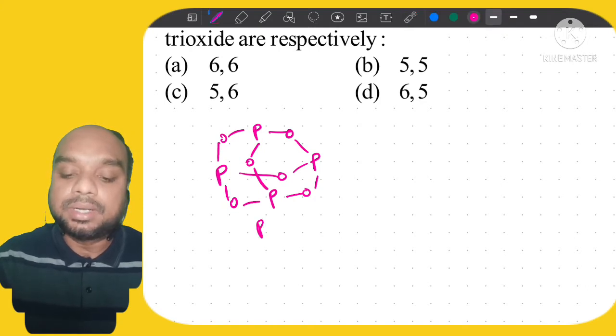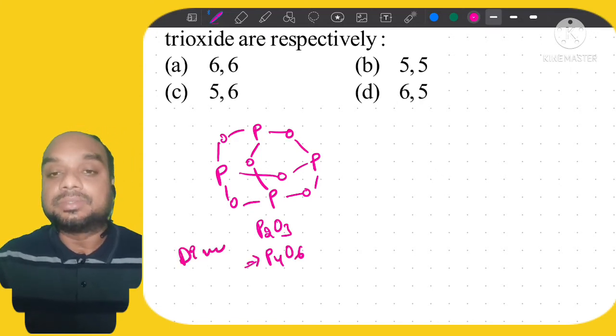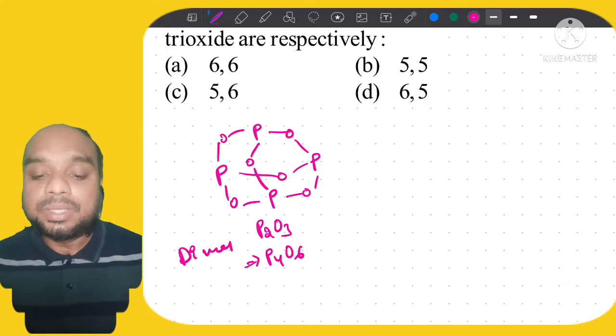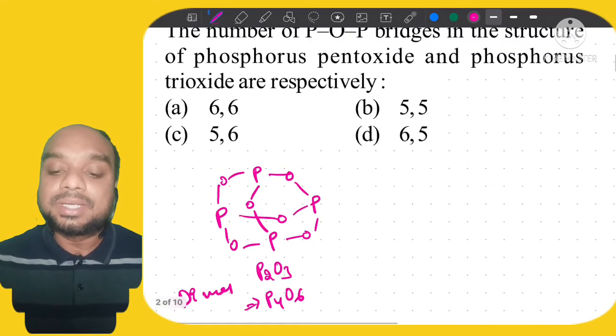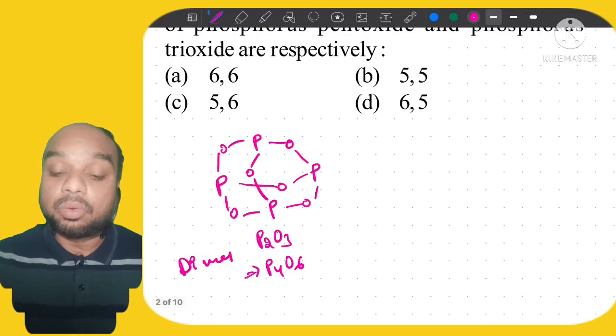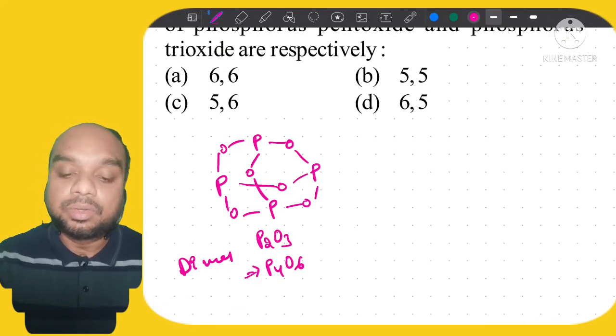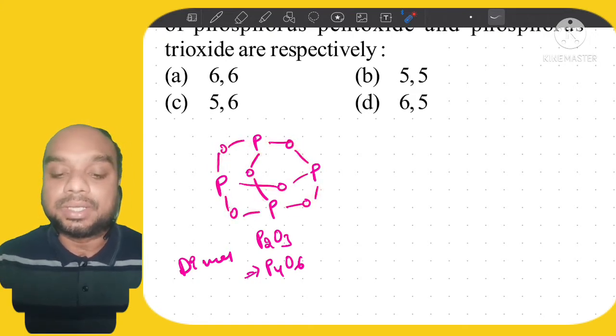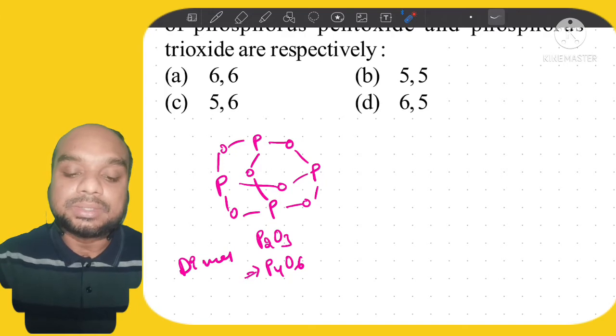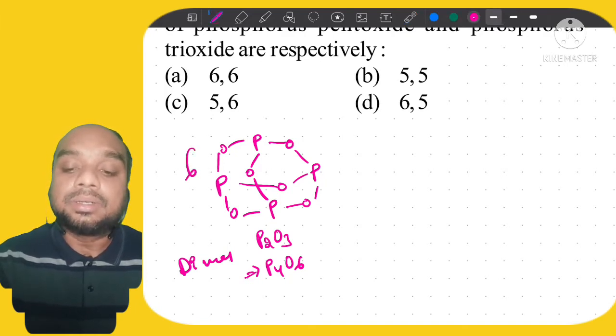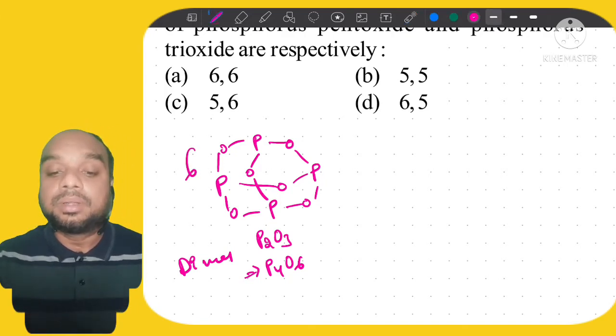P2O3 does not exist as a monomer, that's why it is converted into the P4O6 dimer. This one is the dimer. So in that, how many P-O-P bridges are there in phosphorus trioxide? See once: 1, 2, 3, 4, 5, 6. A total of 6 bridges are there. So the answer here is 6. Okay, next.